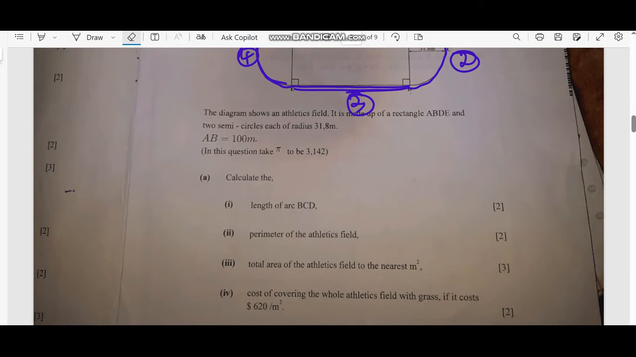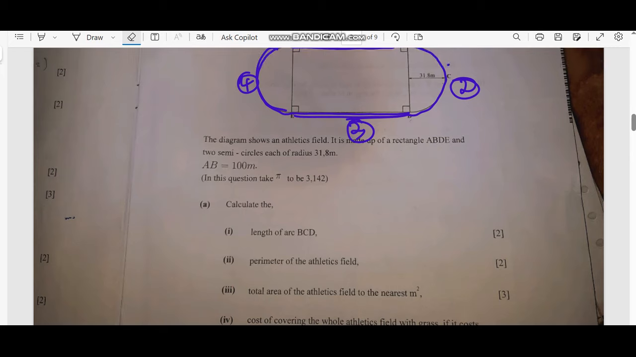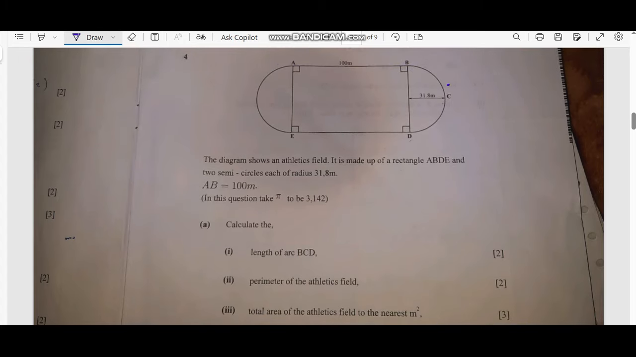Next one, find the total area of the athletics field to the nearest square meter. To the nearest square meter means to the nearest whole number. Right, so listen to this one now. The area of the athletic field is the area of this one plus the area of this rectangle plus the area of this one. It's as simple as that.